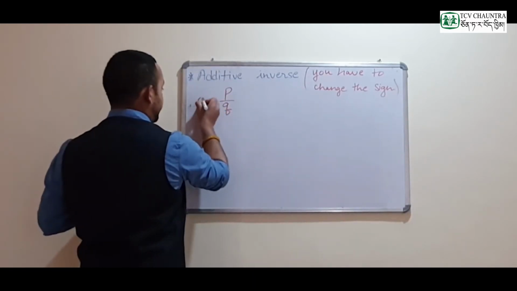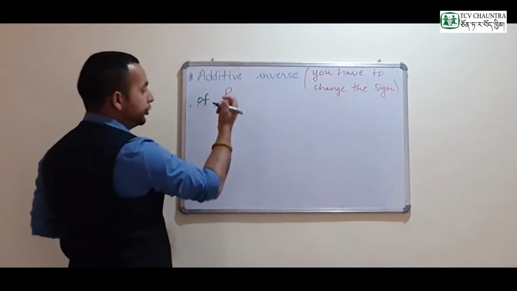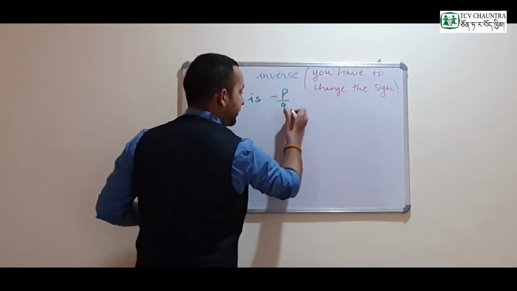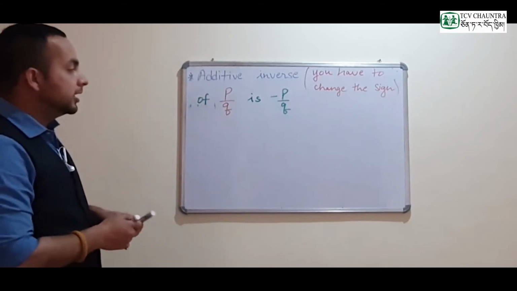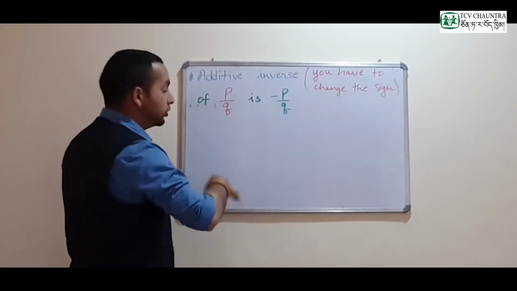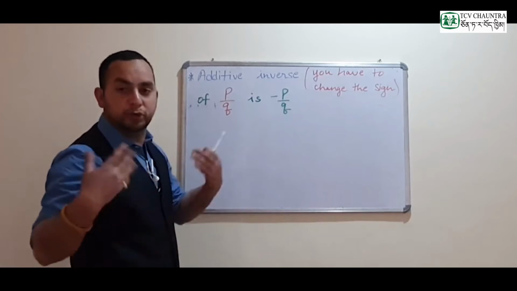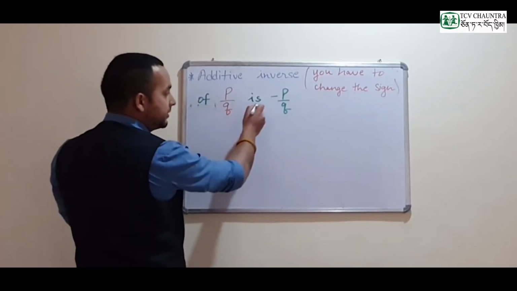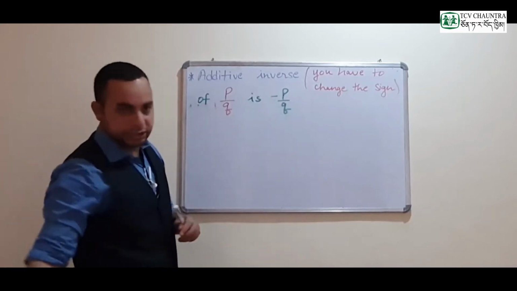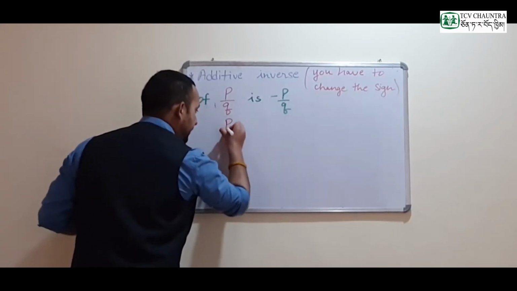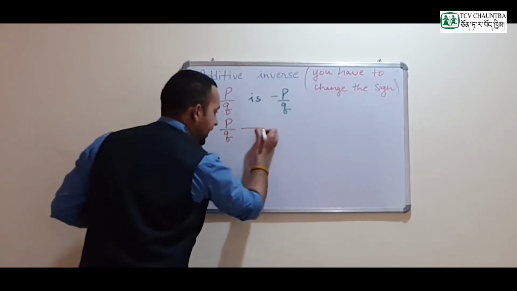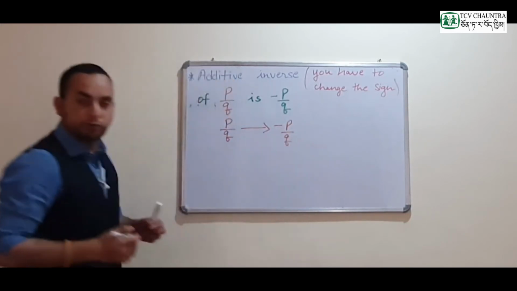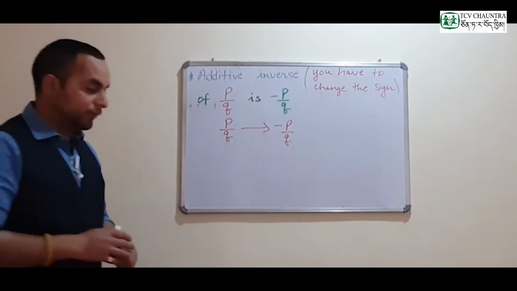The additive inverse of P upon Q is minus P upon Q. The additive inverse of P upon Q is minus P upon Q. This is your general form.